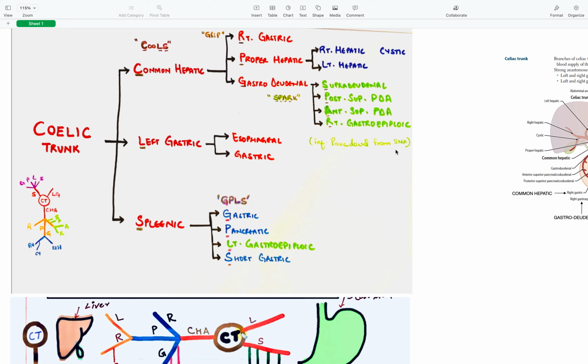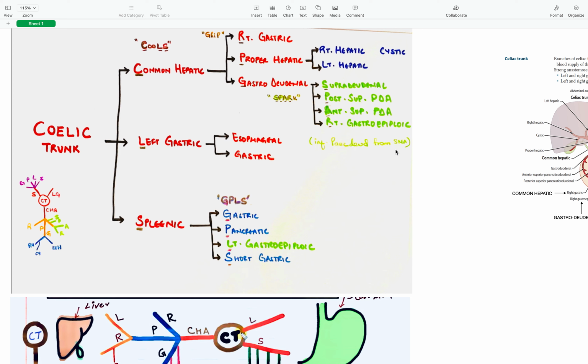So this is actually a schematic mnemonic to remember the celiac trunk and its branches. It's called the city man. The city is the head, okay, which is the celiac trunk. This part is the thoracic part. These are the arms. This is the abdomen, and then the lower limbs. And these two here are the ears.